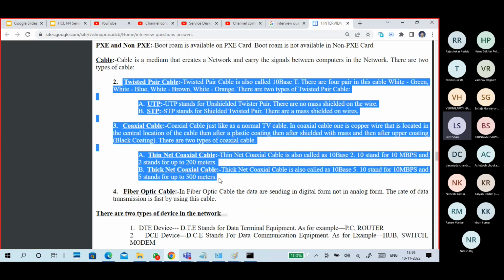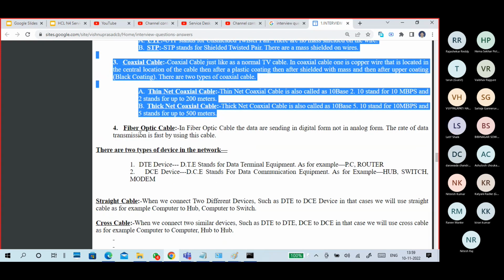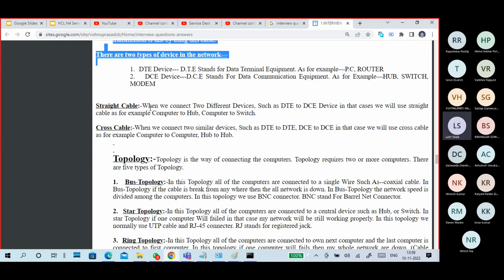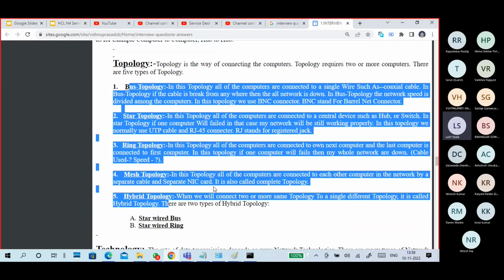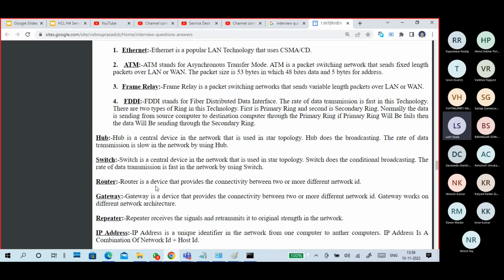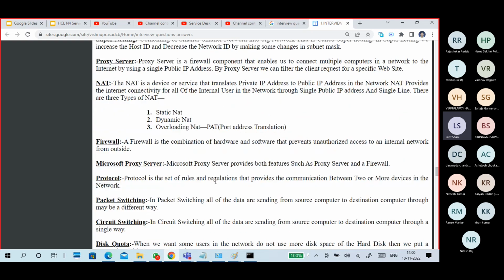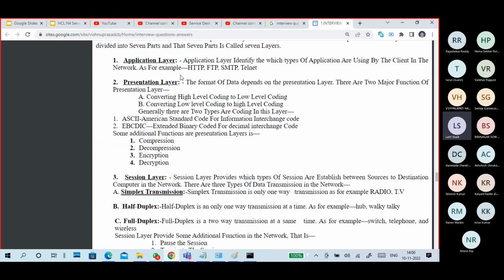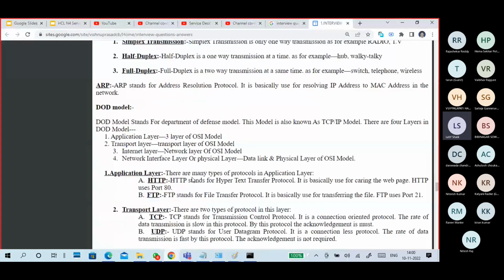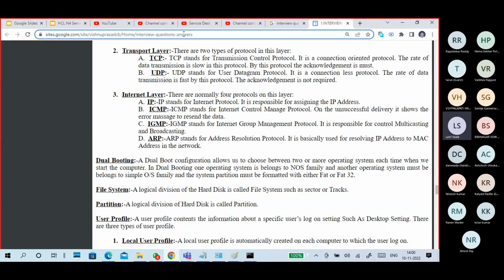You know cables, right? Read about the cables. You don't know what DTE, DCE is, no problem, leave it. You know topologies, read it. If you don't know something, you can try it. It is hub, switch, router, gateway. See, this is application layer, presentation layer, session layer, transport layer. Everything is there in one single place.